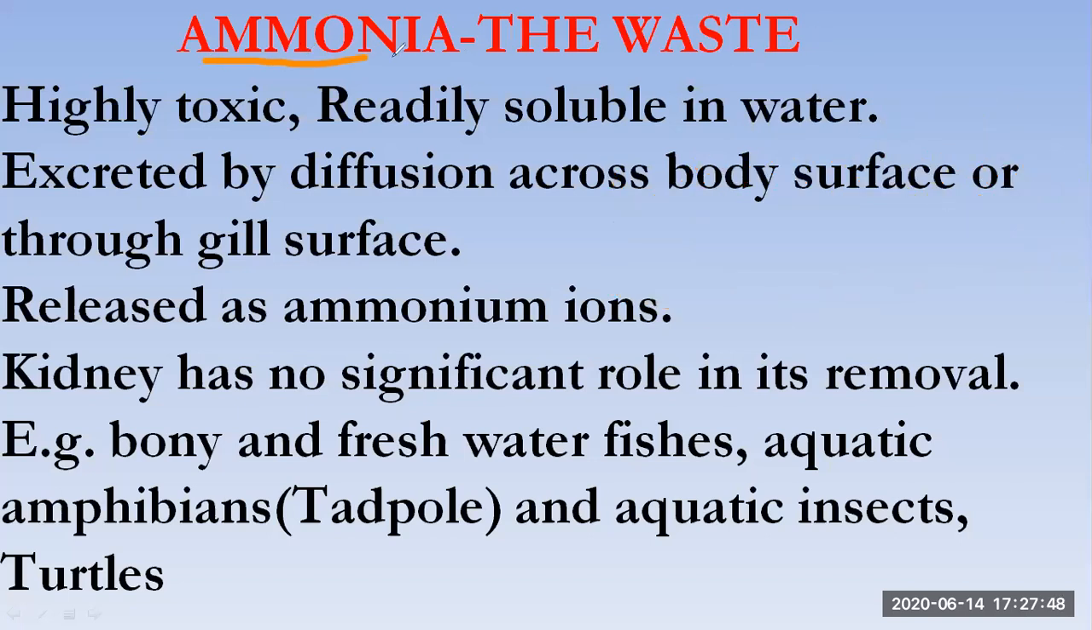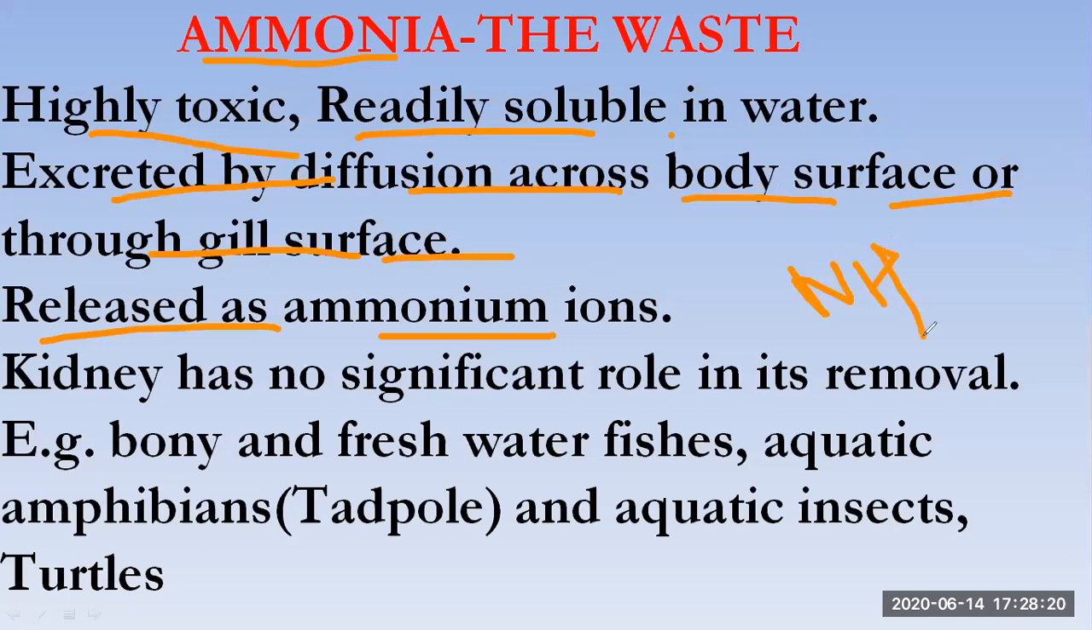First they have given ammonia. It is highly toxic and readily soluble in water, excreted by diffusion across the body surface or through the gill surface. It is found only in animals that live inside water. Such living beings are known as ammonotelic, because their excretory product is ammonia. It is released as the ammonium ion, NH4 plus.